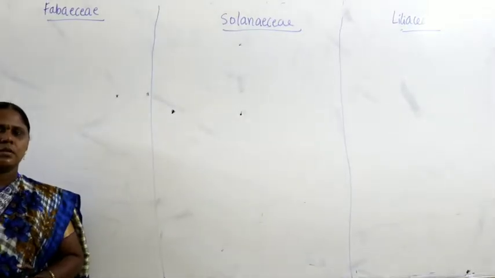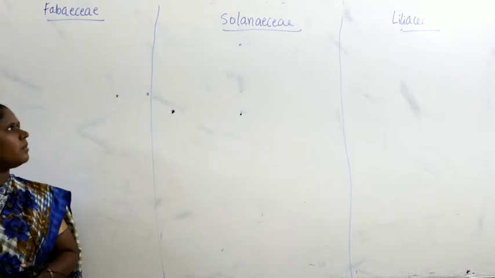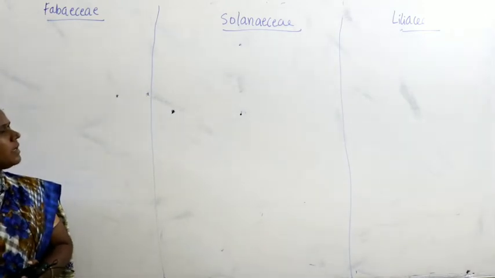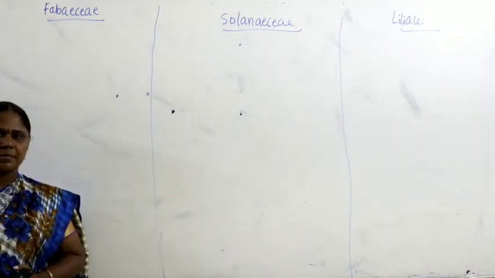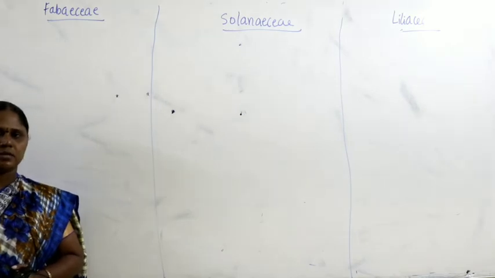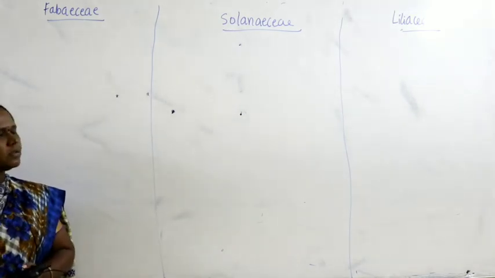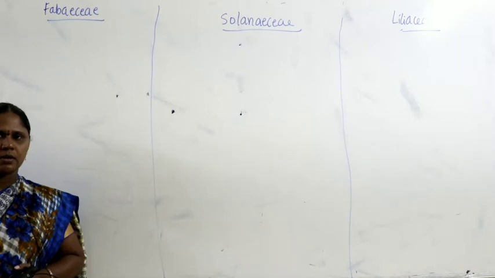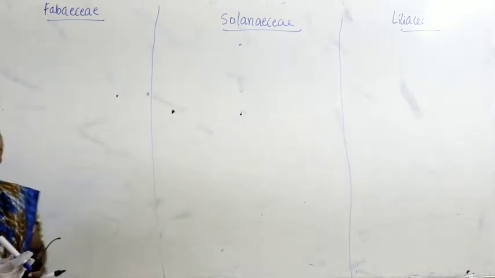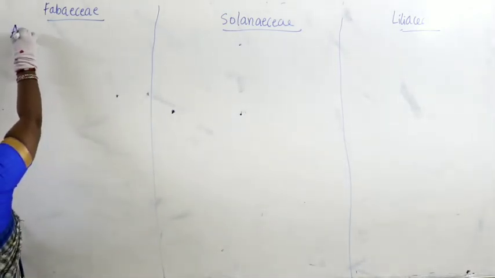Hello students, now we are in the chapter of taxonomy. Now we are making out clear differences between the three families. We are discussing the floral characteristics. In floral characters we have discussed about calyx and corolla. Now let us continue our discussion with androecium.